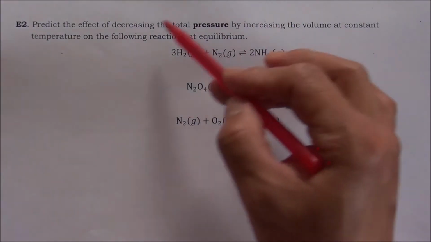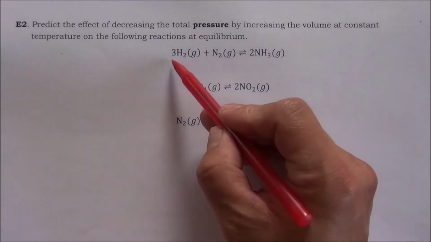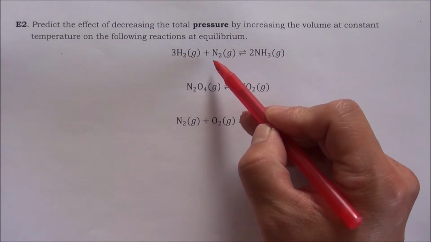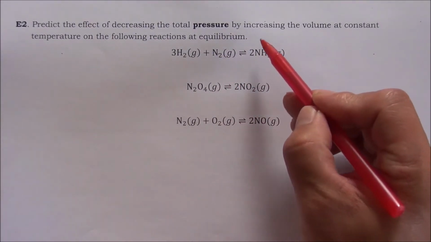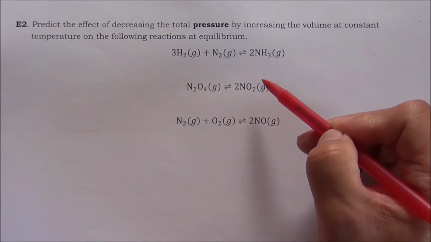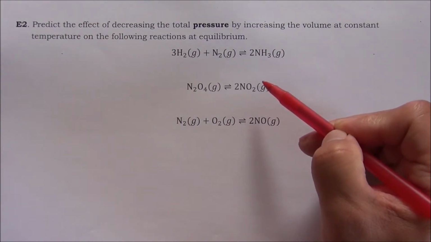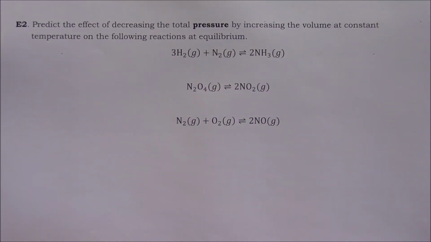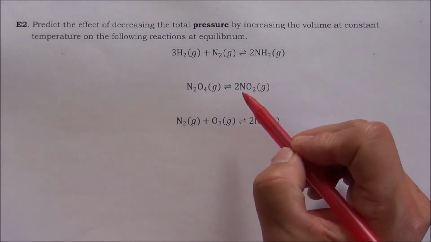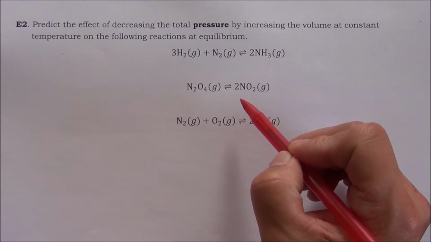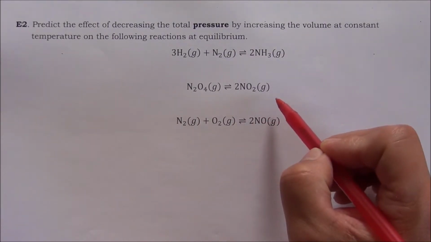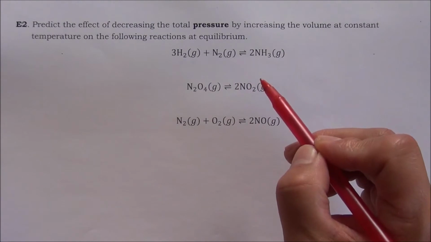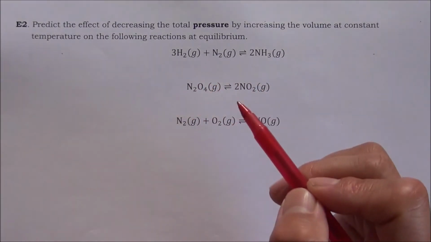Which means for the first reaction, since we have 3 plus 1 equal to 4 moles of gases on the left, and we have 2 moles of gases on the right, if the chemical reaction wants to increase the total pressure, the reaction should go to the left. For the second reaction, if the reaction wants to increase the total pressure, it has to shift to the direction that has more moles of gases, which should be to the right, because the right has 2 moles of gases and the left has only 1 mole of gas.